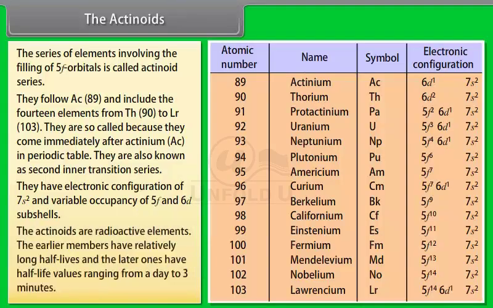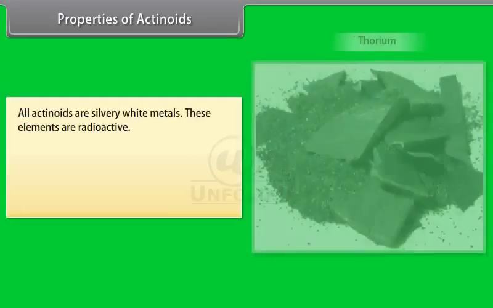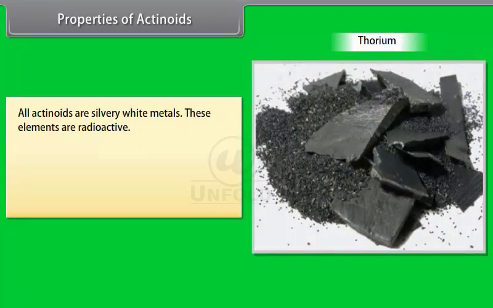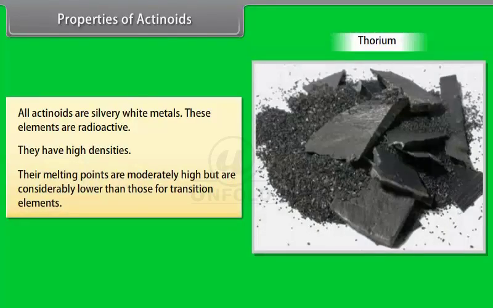The actinoids are radioactive elements. The earlier members have relatively long half-lives and the latter ones have half-life values ranging from 1 day to 3 minutes. Properties of actinoids. All actinoids are silvery white metals. These elements are radioactive. After uranium, all the elements are man-made. They have high densities. Their melting points are moderately high but are considerably lower than those for transition elements.